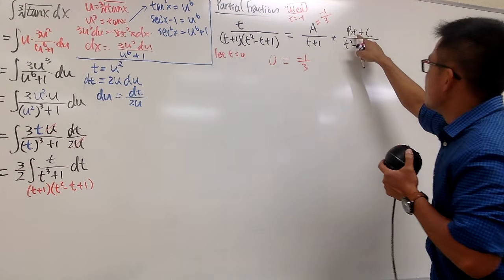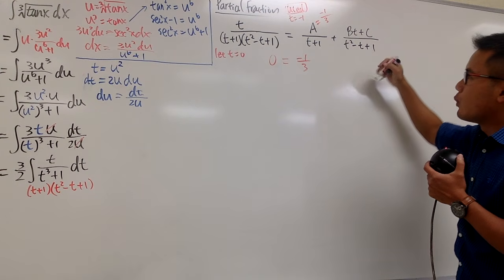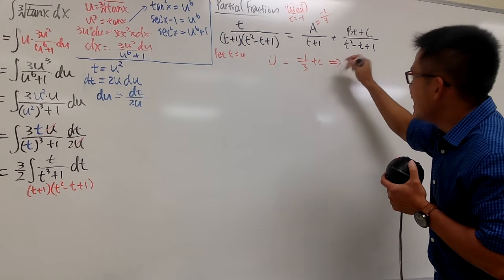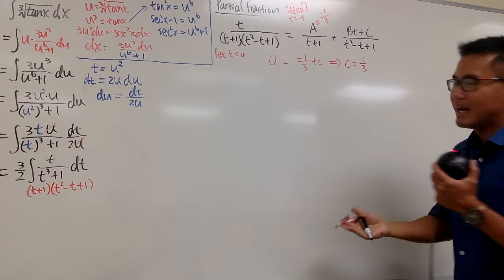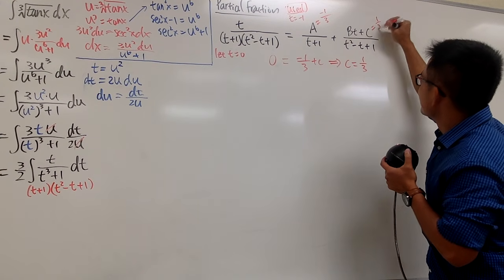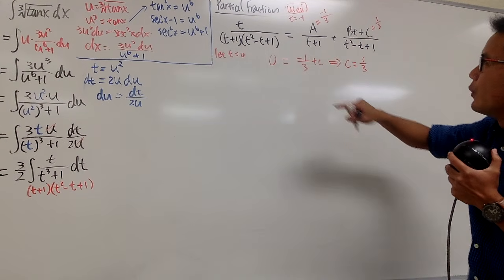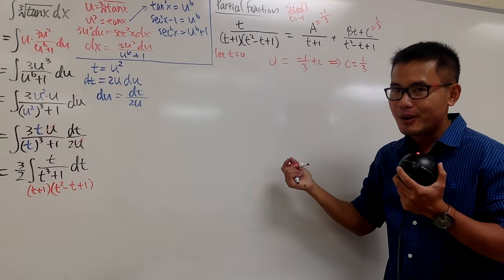So this is what we have. When t is equal to 0, this is going to be 0. This right here is 0, 0, and then we have c over 1, so just plus c, right? This implies c is equal to, you add 1/3 on both sides, so c is equal to +1/3. How cool is that? So we know c is just +1/3. That's excellent.